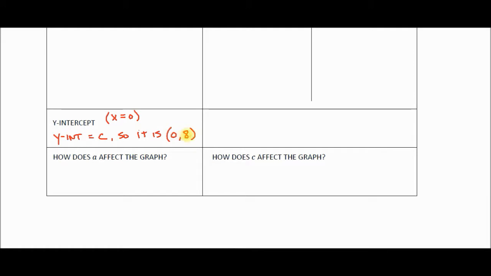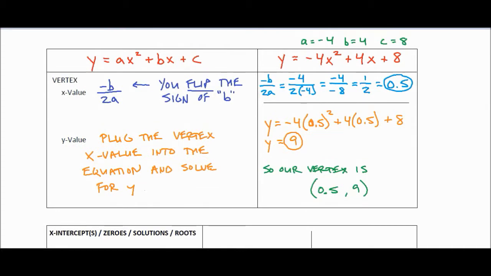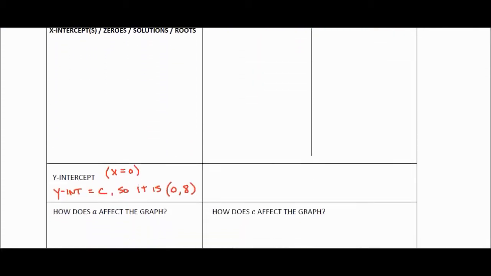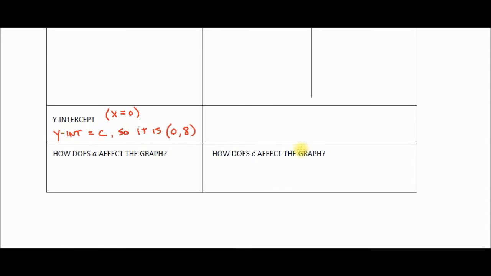Now take a look at how this works, class. It looks just like plugging into a function. You plug in 0 for our x value, and out comes 8. And again, standard form is easy since the y-intercept will always be the value of c. If there's no c value, then we know the y-intercept is 0. It's going to cross the y-axis at 0. Alright, let's go ahead and do the bottom two sections here.